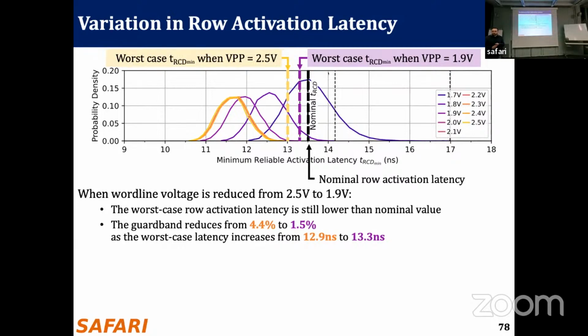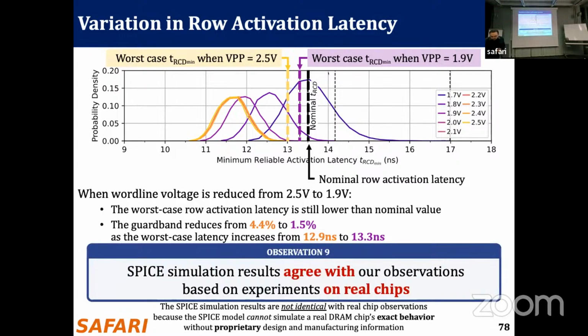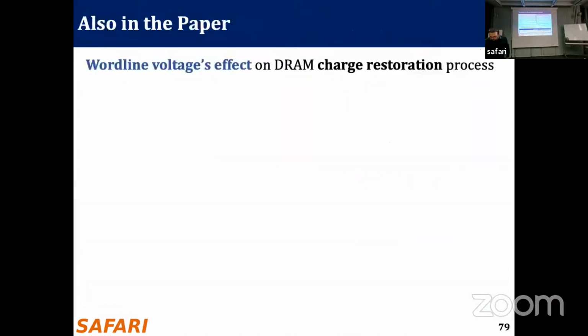So we do not lose reliability by exceeding the nominal timing constraint, but we sacrifice some of the guard band that we have in the nominal timing constraint. And we conclude that SPICE simulation results also agree with our observations. Of course, these simulations are not using the exact same parameters as our DRAM chips have, because we do not have those numbers. But if you look at the general trend, it's the same thing.